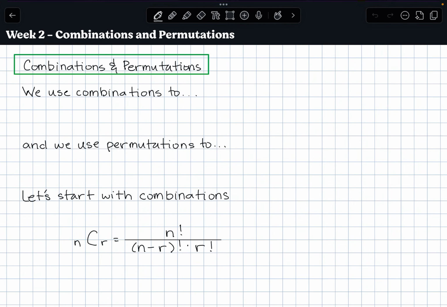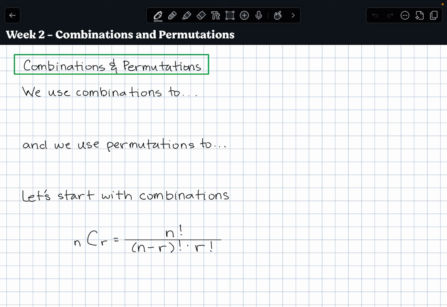Alright, for this video we're going to talk about two more tools in our probability toolbox. We're talking about combinations and permutations. And this one is not something that's in your book. I'm not going to emphasize it a lot on the test, but I think it's important that you see it if you've taken a statistics class.